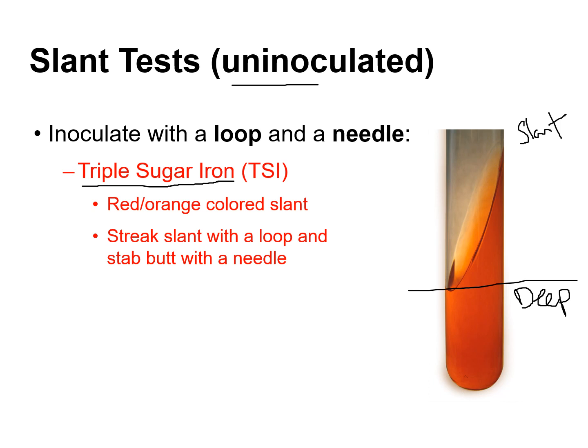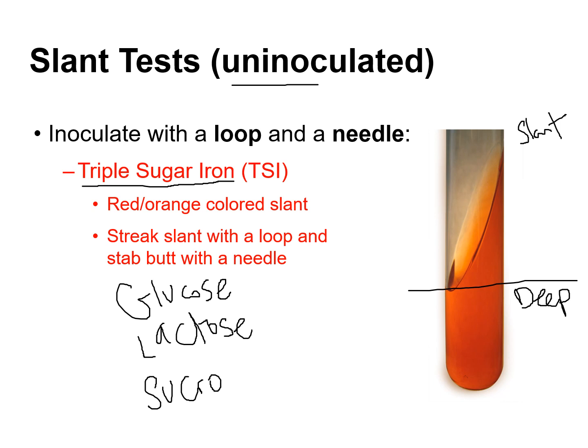It has glucose, it has lactose, and it has sucrose. So there are 3 sugars added in here: glucose, lactose, and sucrose. These are the 3 sugars that we usually add to the triple sugar iron test: glucose, lactose, and sucrose.